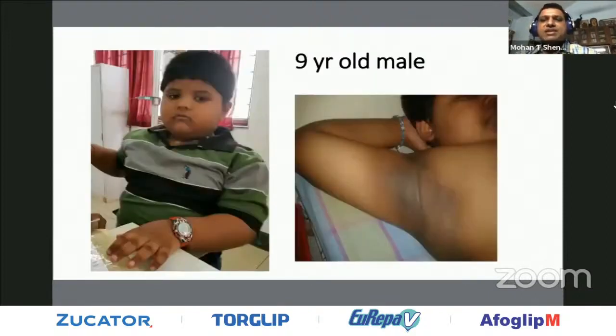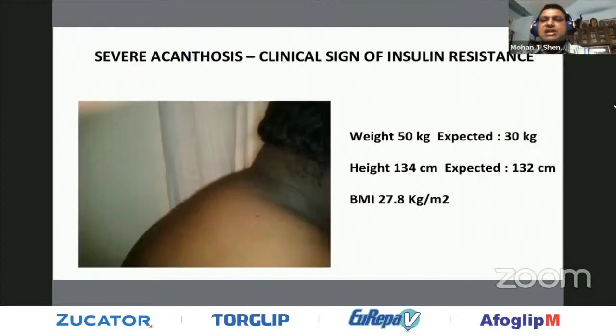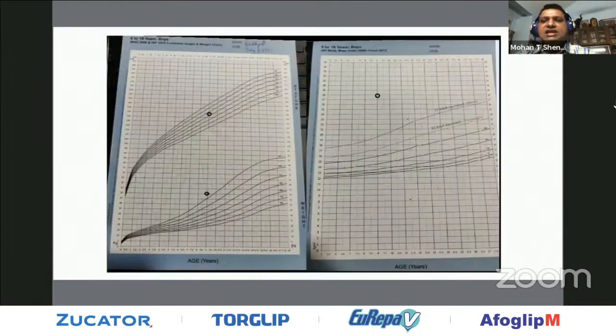On examination, the child was very chubby, and there were no other syndromes associated. We can see the axilla and the neck region, with severe insulin resistance and acanthosis. The weight was 50 kilograms for a child of 9 years, while expected was around 30 kilograms as per the charts, and the body mass index was also more than expected. This is the plotting which I have done in the clinic.